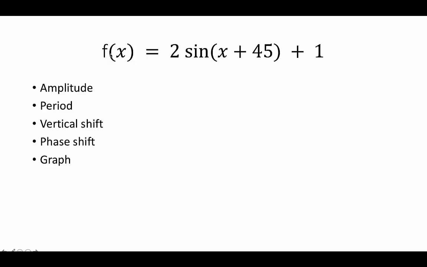If you are given the function f of x equals 2 sine of (x plus 45) plus 1, what can we deduce from this form? We know that the amplitude is the absolute value of a, and the absolute value of a here is the absolute value of 2, which is 2. So we know that the height of the wave is 2 units. Now, what does this plus 45 mean? We said that if this is plus, the graph is going to the left. So that means there is a phase shift of 45 degrees to the left.